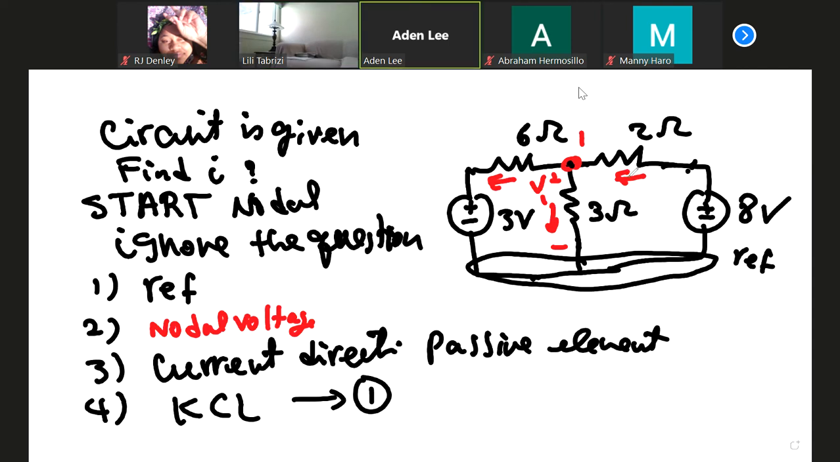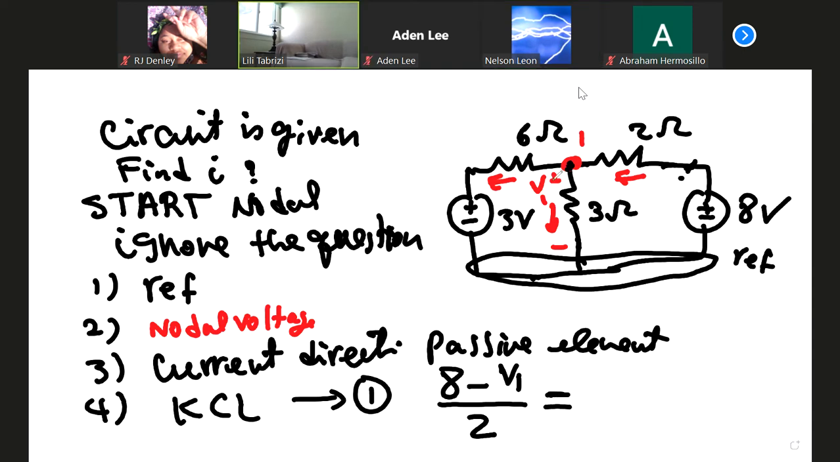So what is this current now? What is the voltage at this end with respect to reference? 8. Minus, what is the voltage of this node with respect to reference? I'm not talking about this node, I'm talking about this node. Oh, V1. Divided by, by Ohm's law, 8 minus V1 divided by 2 ohm. That's the current entering.